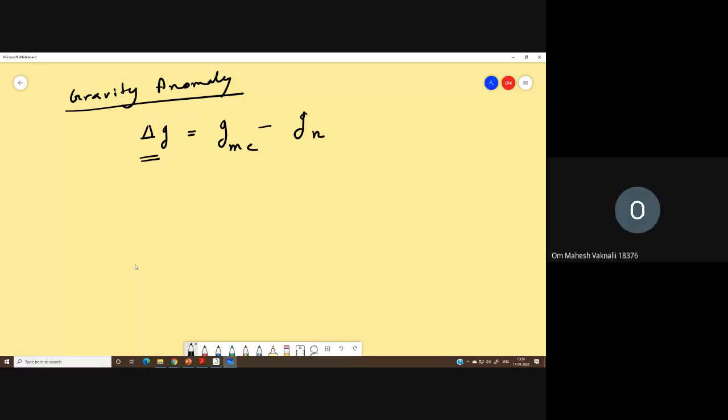And these are allowed to be positive or negative, right? These anomalies are allowed to be positive or negative. Absolutely. So I can put a mode here. You will see it can be positive and negative. In some cases it will be positive, and in some cases it will be negative.